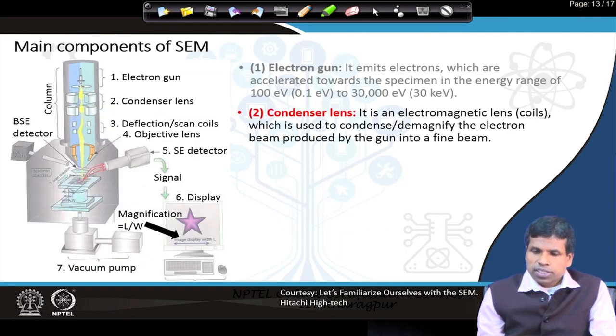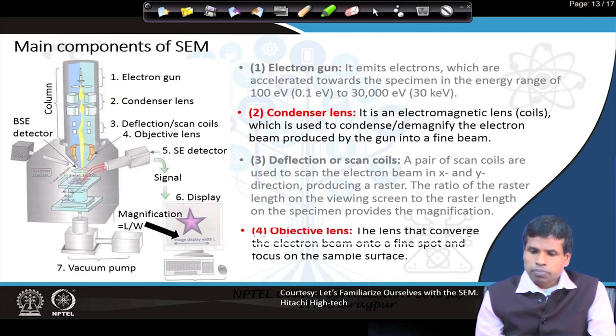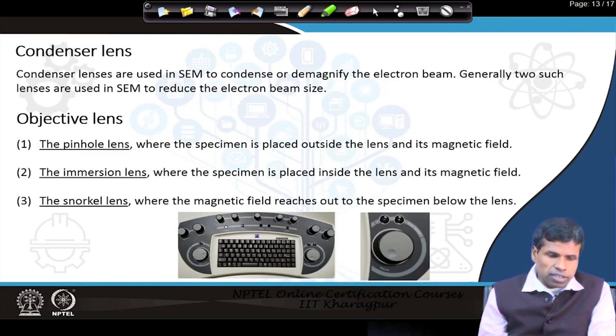Before, we discussed the electron gun, and now we have to discuss the condenser lens. It is the electromagnetic lens coil which is used to condense and demagnify the electron beam. Around two to three such condenser lenses are used in a scanning electron microscope. Mostly two condenser lenses are used to condense or demagnify the electron beam. These two condenser lenses work as a pair to reduce the electron beam size or spot size in the column.